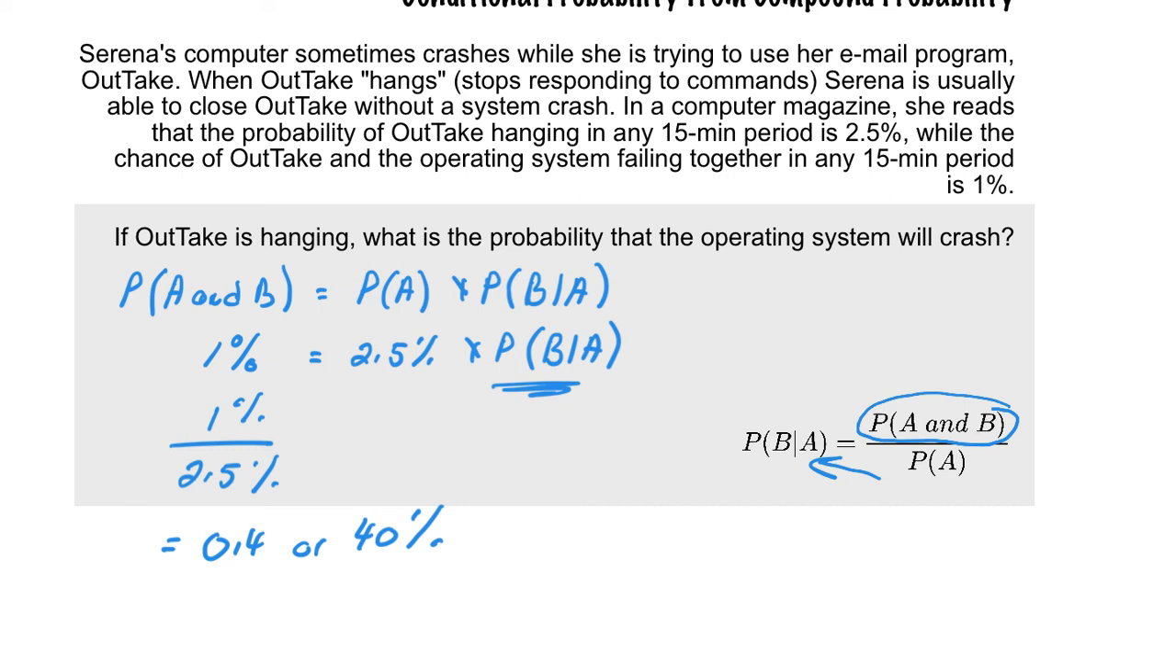That was a lot of maneuvering of the actual formula. You can use the formula and then sub in your values and solve for the unknown that you need.